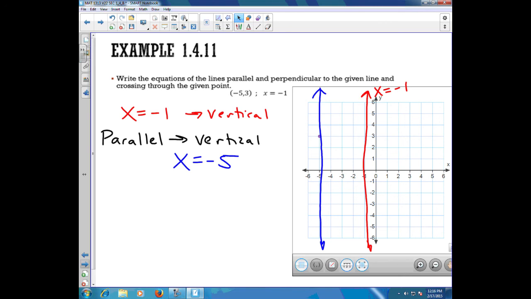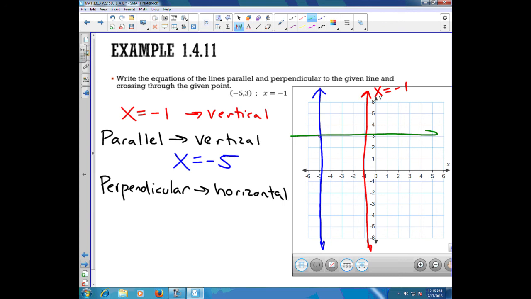Now to find the line that's perpendicular, horizontal lines are always perpendicular to vertical lines. So we need the horizontal line that goes through the given point. And so if we draw a horizontal line through the given point, we'll see the line is y equals 3.